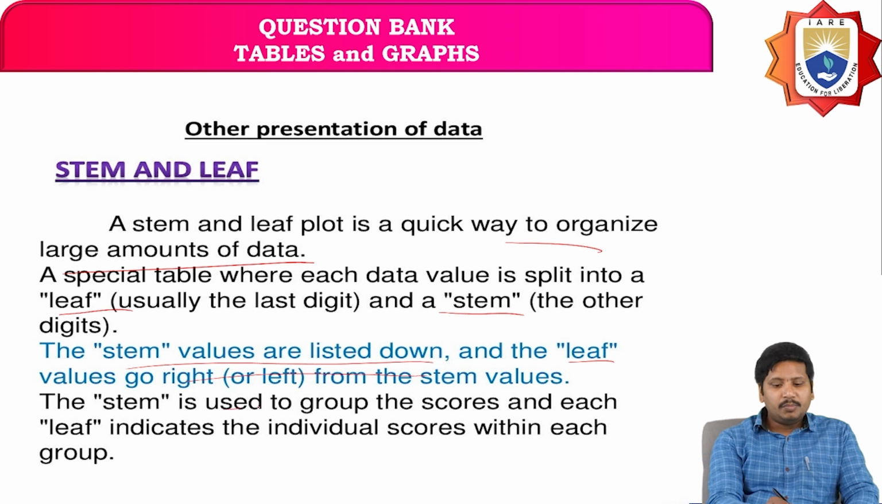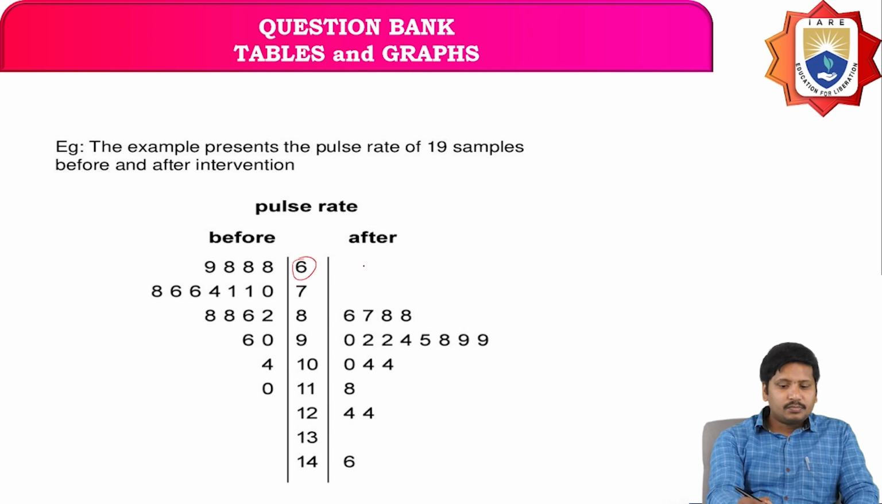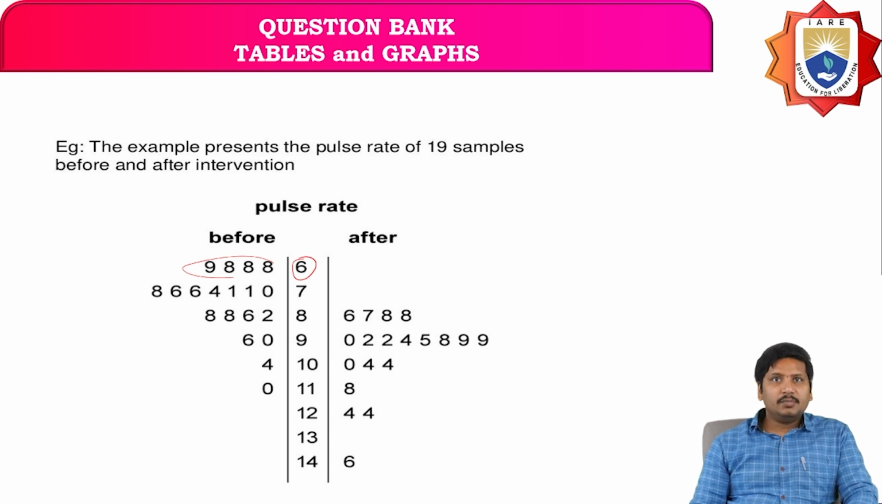Normally the stem is used to group the scores, and each leaf indicates the individual scores within the group. So this is the example. Suppose I have the values, then we can call them the stem. The values that go left and right should be considered as the stem and leaf.